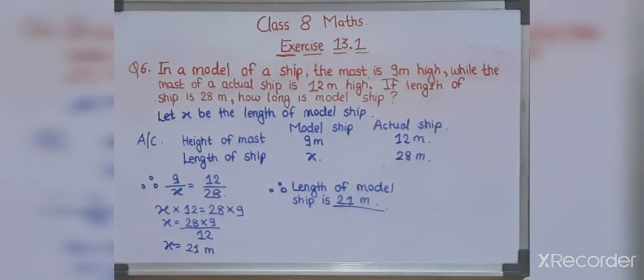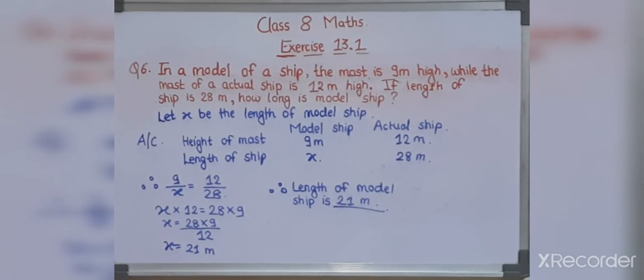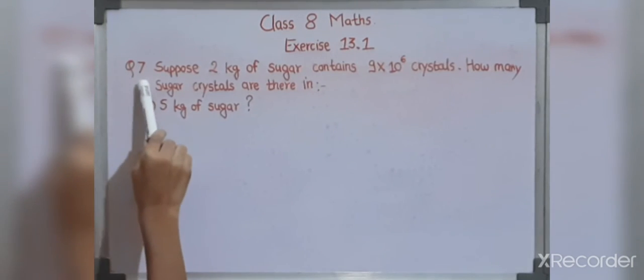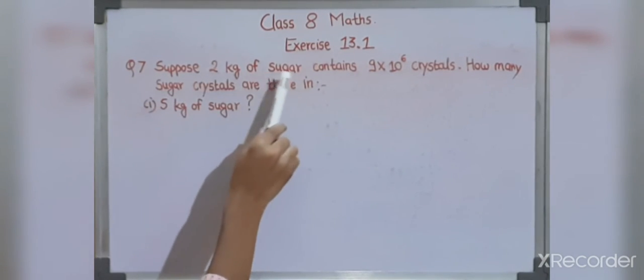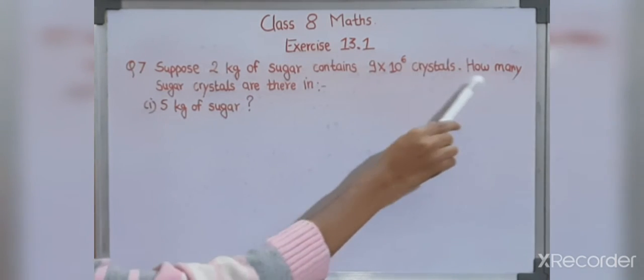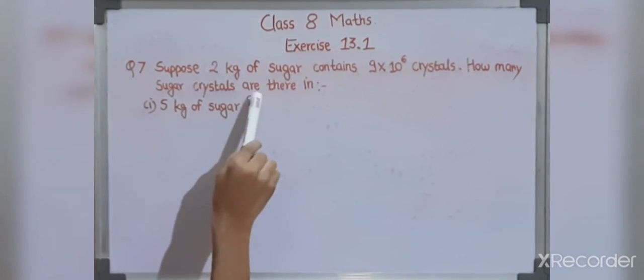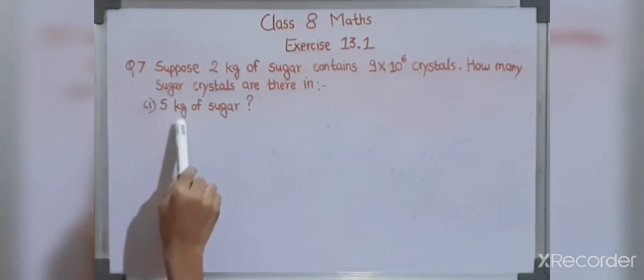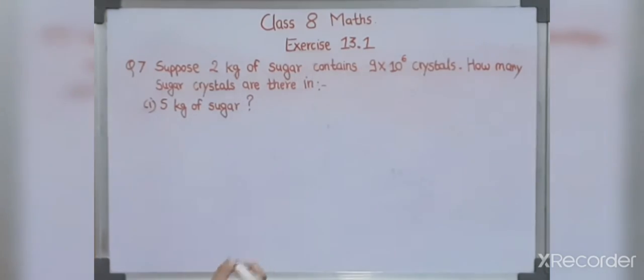Hope you understand this one. Now let's move on to the next question. Question number 7. Suppose 2 kg of sugar contains 9 into 10 raised to power 6 crystals. How many sugar crystals are there in 5 kg of sugar?